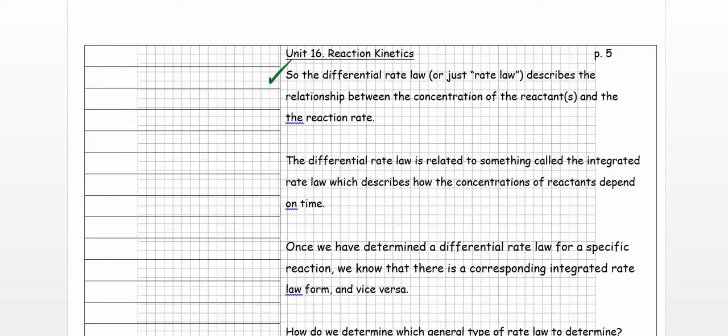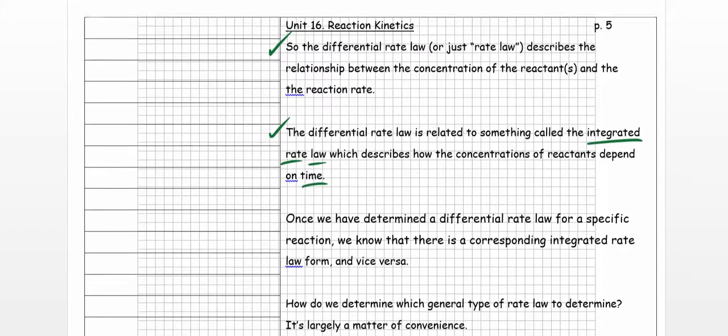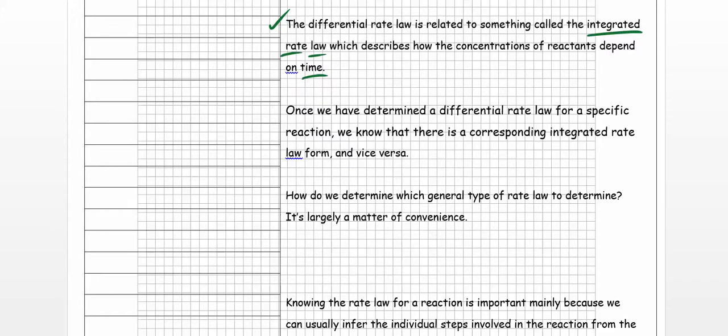Next, the differential rate law is related to something called the integrated rate law. We'll talk a lot more about that in the next section, which describes how the concentration of reactants depends on time, right? So again, two different ways: integrated rate law and the differential rate law. Once we have determined the differential rate law for a specific reaction, we know that there is a corresponding integrated rate law and vice versa. I know it's difficult for you to conceptualize what the integrated rate law is since you haven't seen one yet. You'll see it in the next section, but I just want to prepare you for that next section where we talk about integrated rate laws. So there's differential rate laws and there's integrated rate laws, okay?